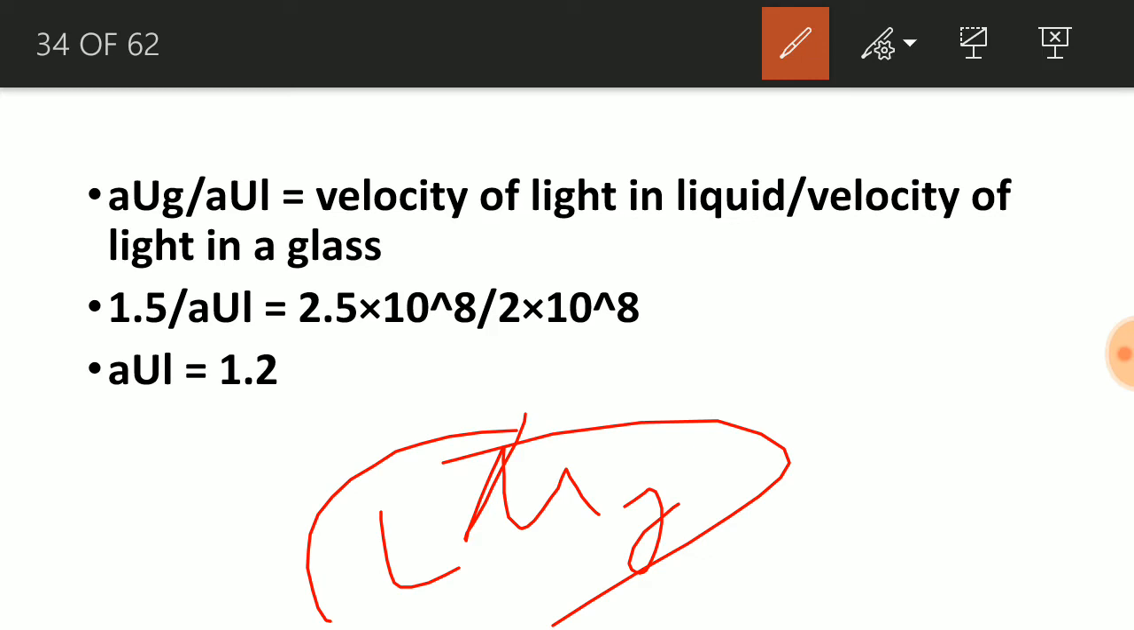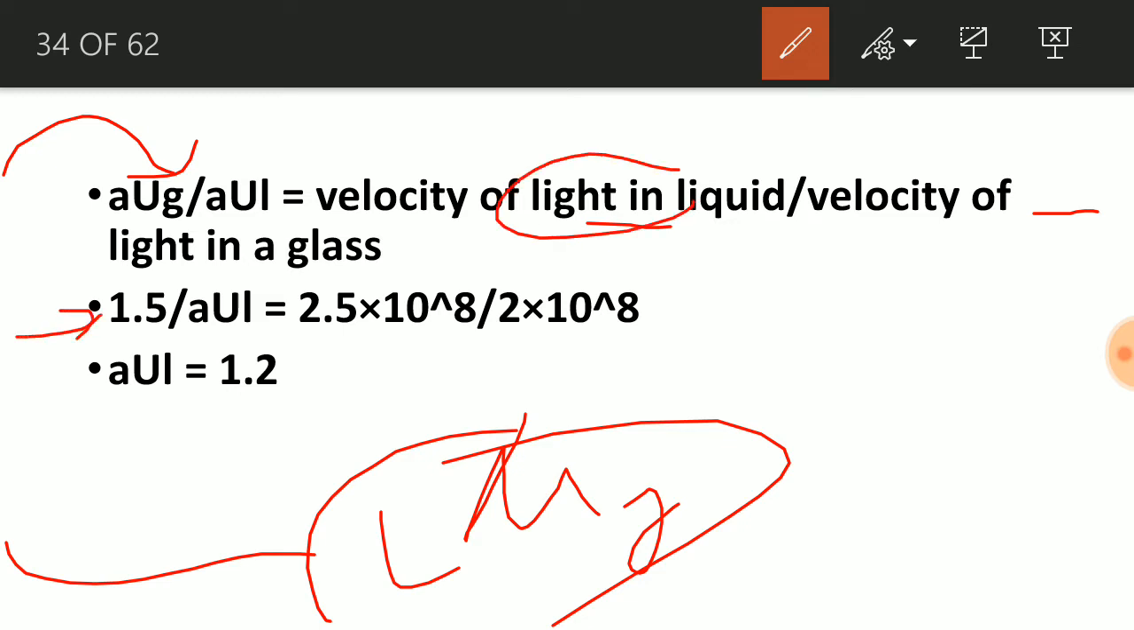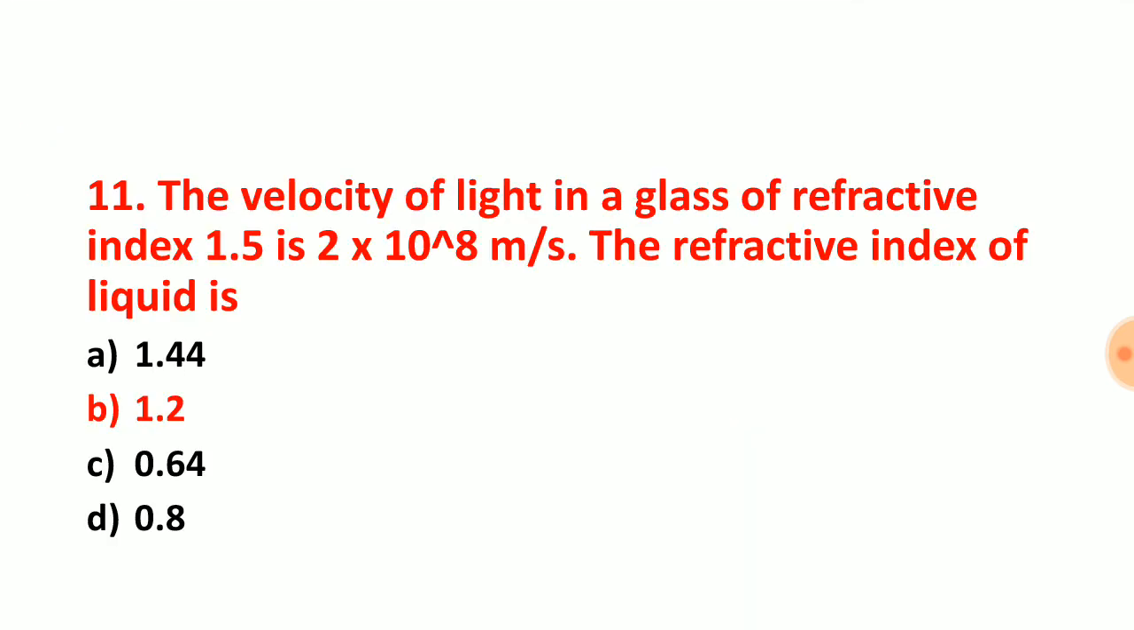In this case we can find this by doing A mu g divided by A mu L, and that will give velocity of light in liquid to the velocity of light in glass. This is the formula, velocity of light in liquid to velocity of light in glass, and our A mu g, that is 1.5, is already given, and velocity of light in liquid is this, and velocity of light in glass is this. On solving we will get 1.2. The formula is L mu g is just A mu g divided by A mu L, that is velocity of light in liquid to the velocity of light in glass. On solving this we get the answer, that is 1.2. So 1.2 is in option choice B.